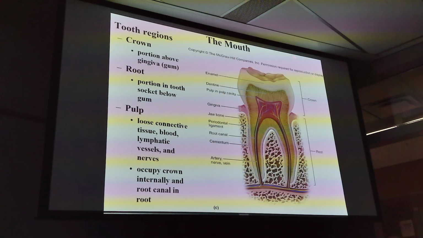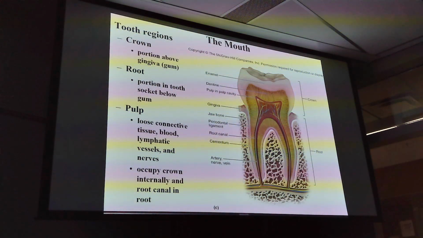So what is the crown? What is the root? What is the pulp? Everything above here is the crown. Everything below that is the root. And anything that's inside is the pulp. The pulp has blood vessels, lymphatic vessels, and nerves.